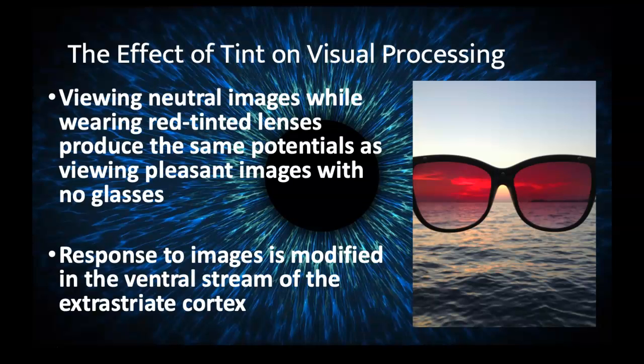The results indicated that viewing neutral images while wearing red tinted glasses produced the same potentials as viewing pleasant images with no glasses. Their findings also suggested that the response to images is modified at the cortical level of processing. Based on what we know about the two cortices involved in visual processing, we can determine that this response to images is modified in the extrastriate cortex, specifically in the ventral stream. This is because the ventral stream is responsible for processing color and combining or associating it with other information in the brain.